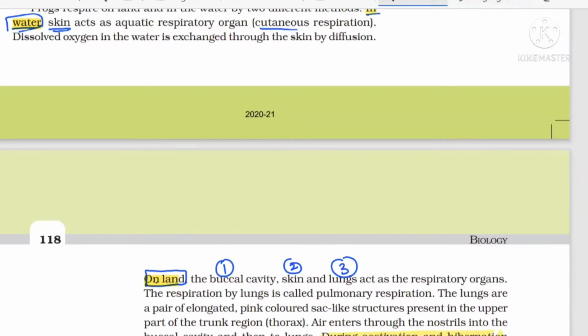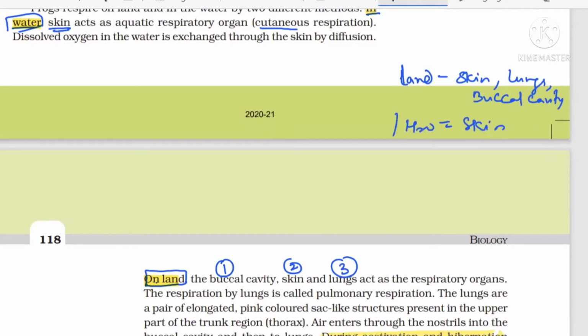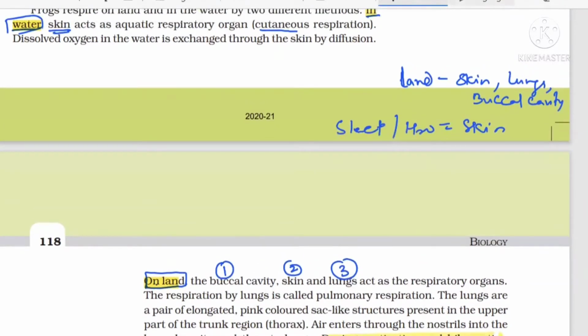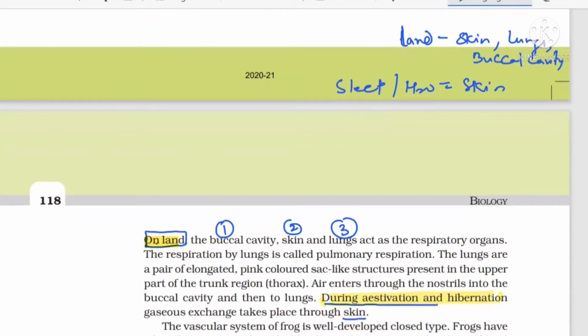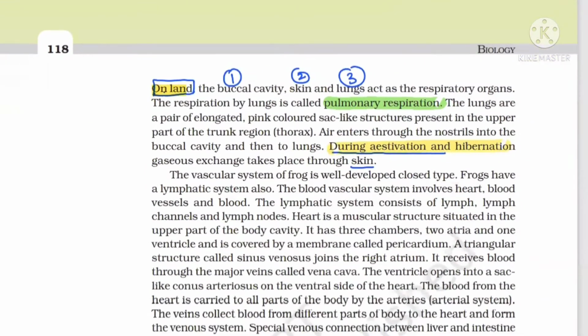So we have to remember, on land it is skin, lungs, and buccal cavity. In water, it is only skin. Even in sleep, whether summer sleep or winter sleep, skin only. Is it clear? If they are using the skin, you call it cutaneous respiration. If they use the lungs, you call it pulmonary respiration. Is it clear, beta? Yes, ma'am. So this much is clear.